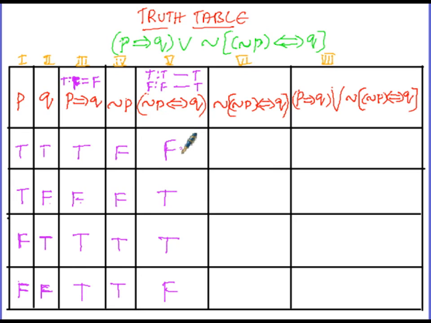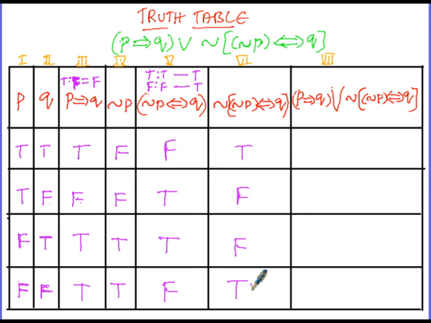Now we have to find the negation of this complete bracket, negation P bi-implies Q, which is the fifth column. To find the negation, we have to attach not. If the truth value of the fifth column's first row is false, then it is not false, and automatically it will be true. Therefore the negation of false is true, the negation of true is false, the negation of true is also false, and the negation of false will be true.